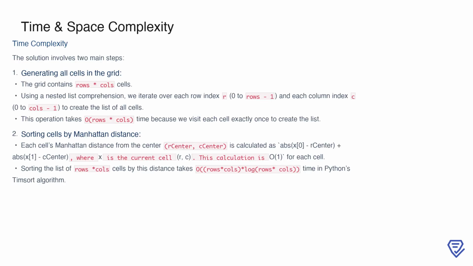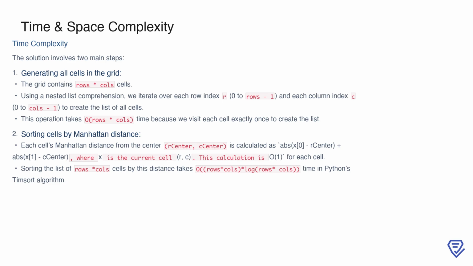To analyze the time complexity of our solution, we need to focus on the two main steps involved. The first step is generating all the cells in the grid. The grid consists of rows * cols cells, and we use a nested list comprehension to iterate over every row and column index to create a list of these cells. Since we visit each cell exactly once during this process, the time complexity for this step is O(rows * cols).